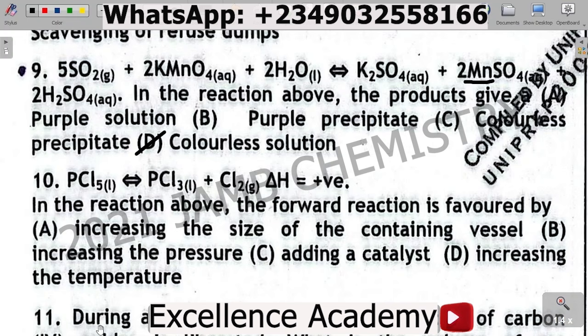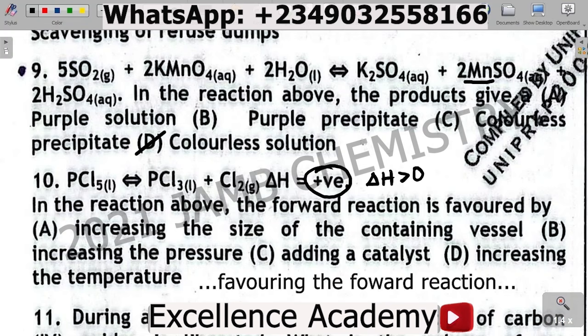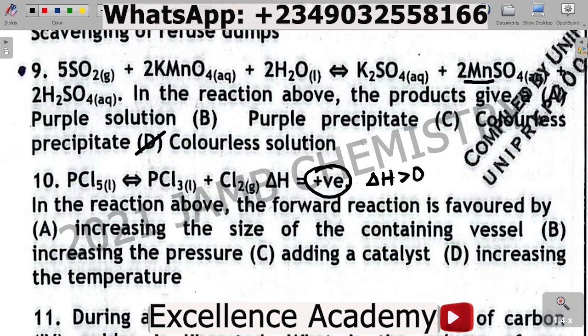Now, for this question, you want to note that this reaction here is endothermic, and it is endothermic because the change in the heat energy is greater than zero. And it's greater than zero because it's positive. You can see here, it's positive. So it is greater than zero. Hence, increasing the temperature will shift the equilibrium to the product, hence favoring the forward reaction. So the correct answer to this question would be D, increasing the temperature.